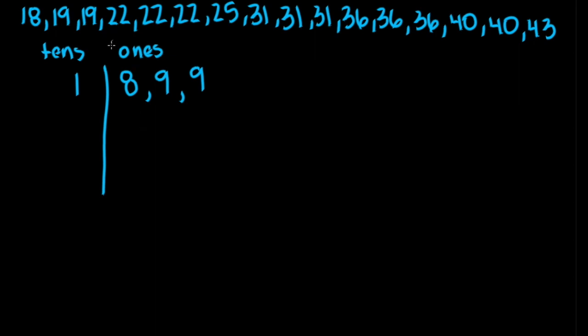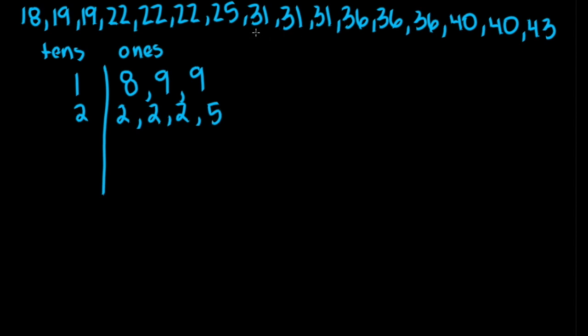Our next number is 22. So our 10s is now a 2, and our ones is also a 2. Now our next number is 22 once again, and then another 22. Next we have a 25, so we are going to write a 5.